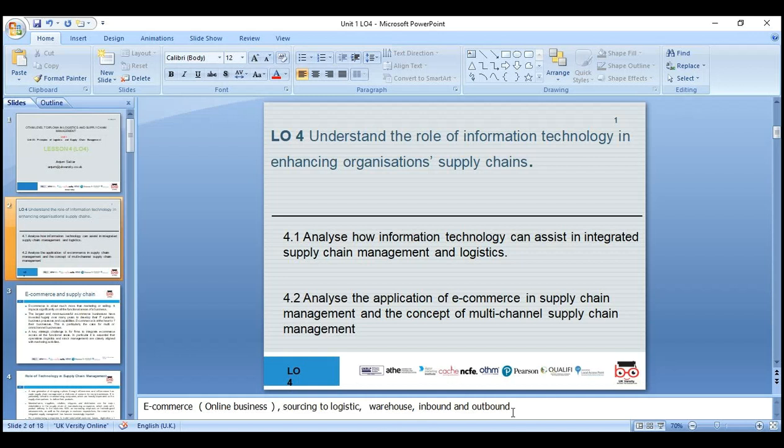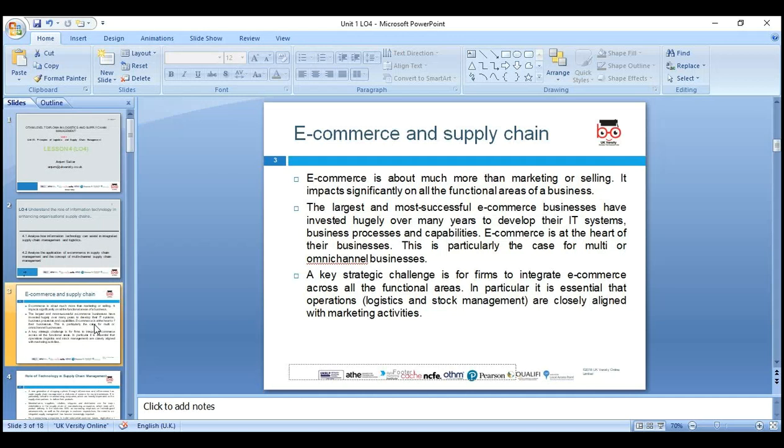Yes. Then managing our stock, safety level, and thinking about how much stock we have, how we can trace it. So all this is playing a big role in e-commerce. Electronic commerce plays a role because we deal with various customers, and we are selling a vast majority of supplies and goods, so various channels. So e-commerce and supply chain management: e-commerce is about much more than marketing and selling. Its impact is significant on all the functional areas.